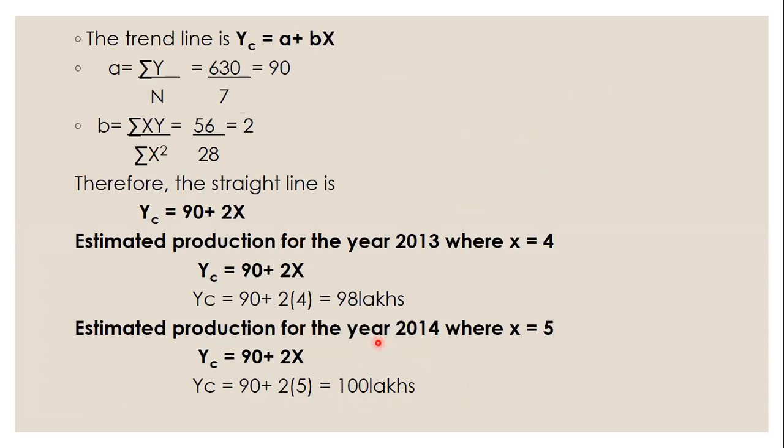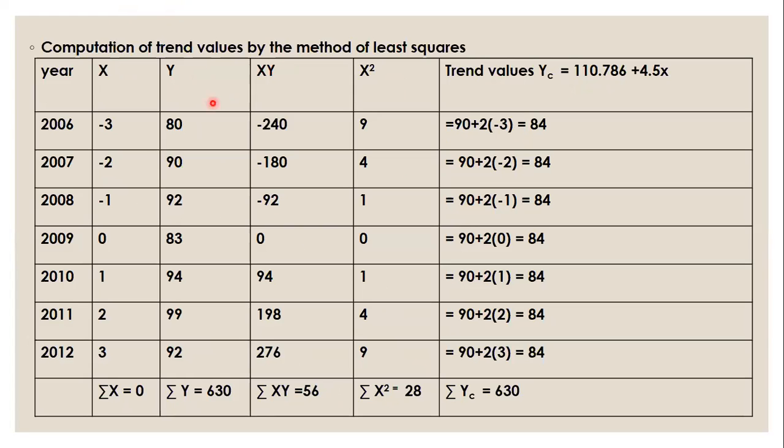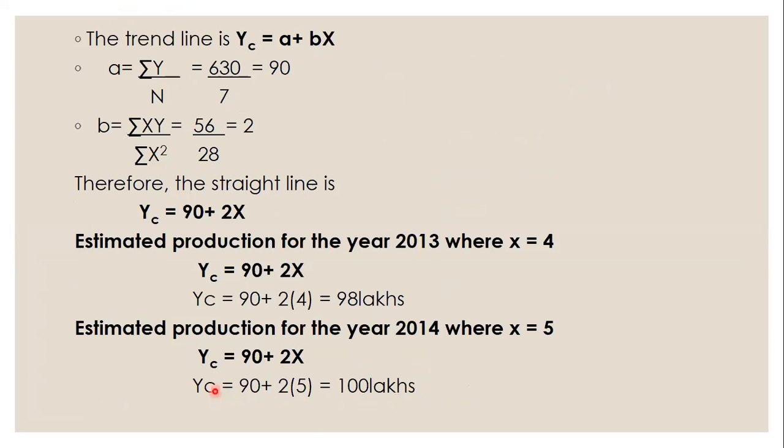Okay. Now coming to fitting of the equation, the regression equation is trend value is equal to A plus BX. So the formula for A is sigma Y by N. So sigma Y is 630, N is 7, that is the number of years. So that is nothing but 90. Then again for the value of B, summation XY by summation X square, which is equal to 56 by 28, which is nothing but 2.